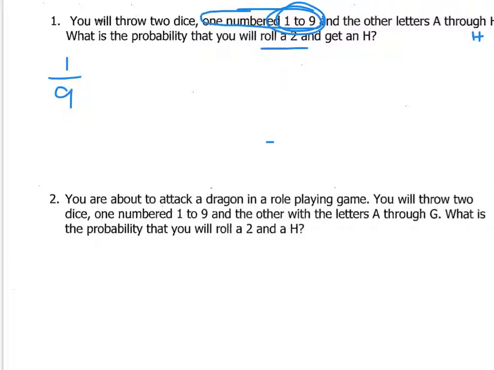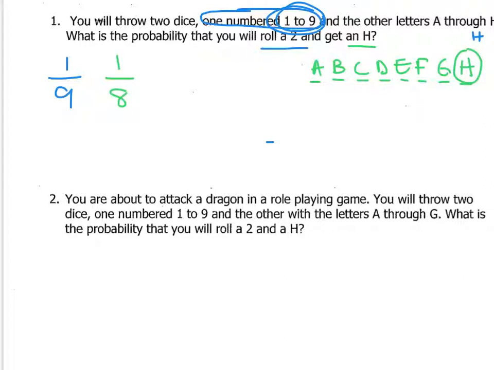So now let's take a look at the second event. The other has letters A through H. I'm actually going to list these letters: A, B, C, D, E, F, G, H. So on this dice, there's 1, 2, 3, 4, 5, 6, 7, 8 possibilities. And the probability that you would get an H? Well, there's only one of the possibilities that's an H.